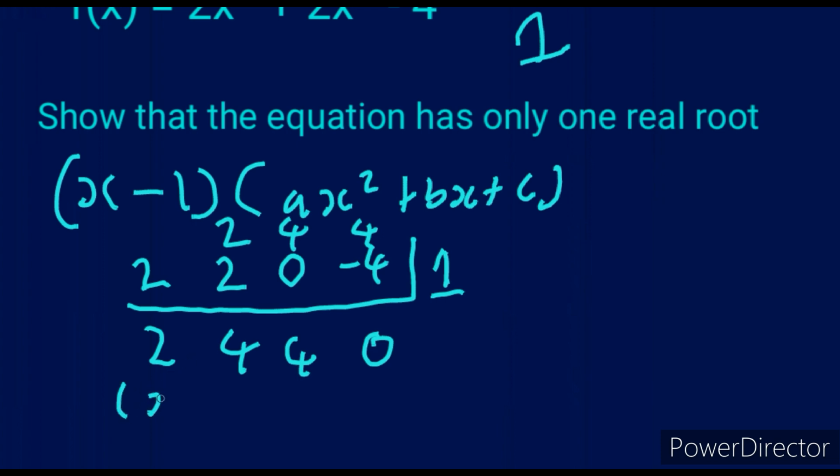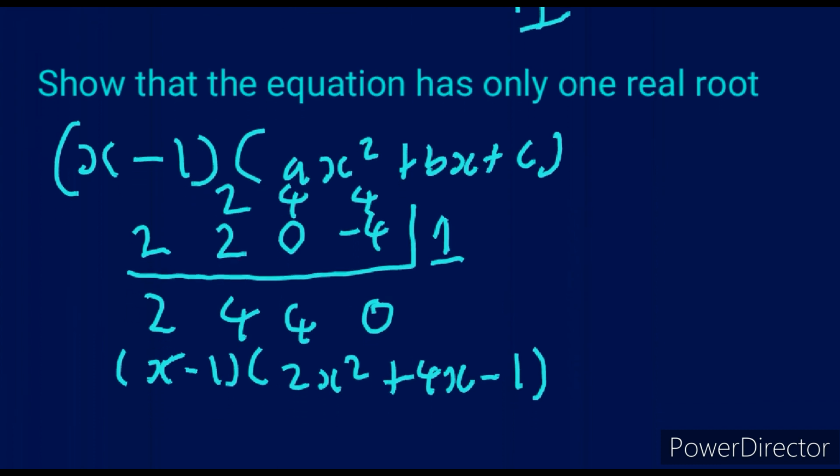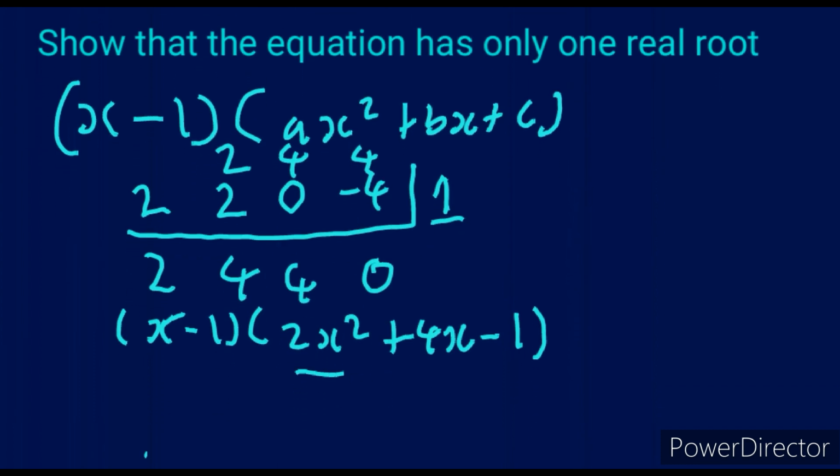So it means that we're going to have x minus 1, and then these are the values of a, b, and c. So it means our a is 2, so we're going to have 2x squared, and our b is 4, so we're going to have 4x, and our c is -1, so we're going to have -1. So let's try to factorize this part. Now, if we try to factorize this part, it will actually give us error.